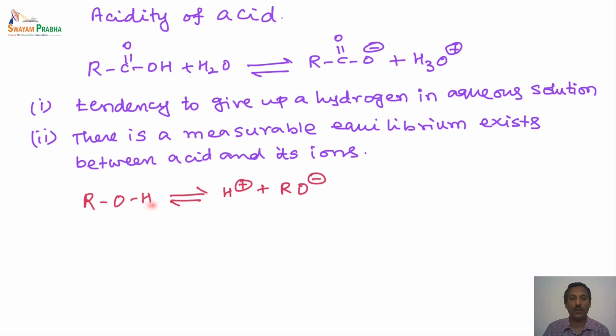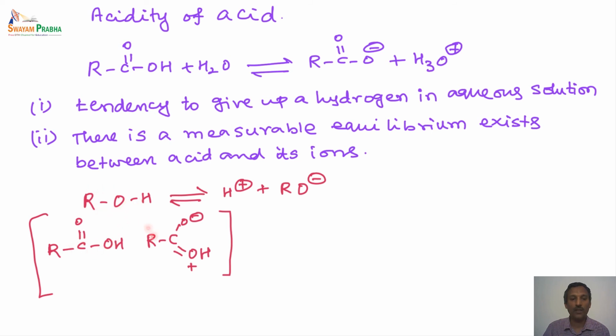If we take an alcohol, it can also dissociate into an H plus ion and an RO minus ion, but this dissociation doesn't have any measurable equilibrium. So this equilibrium does not exist. That is the reason only the carboxylic acid dissociation equilibrium exists. That is how we can say acids are much more acidic.